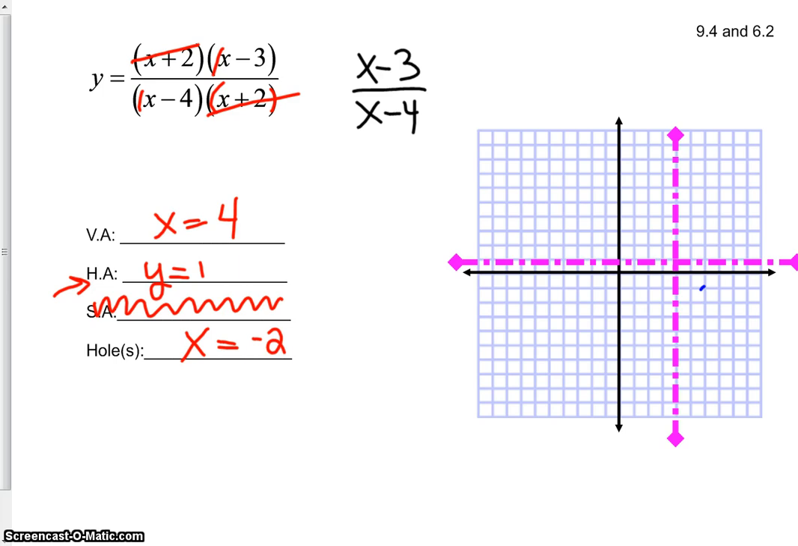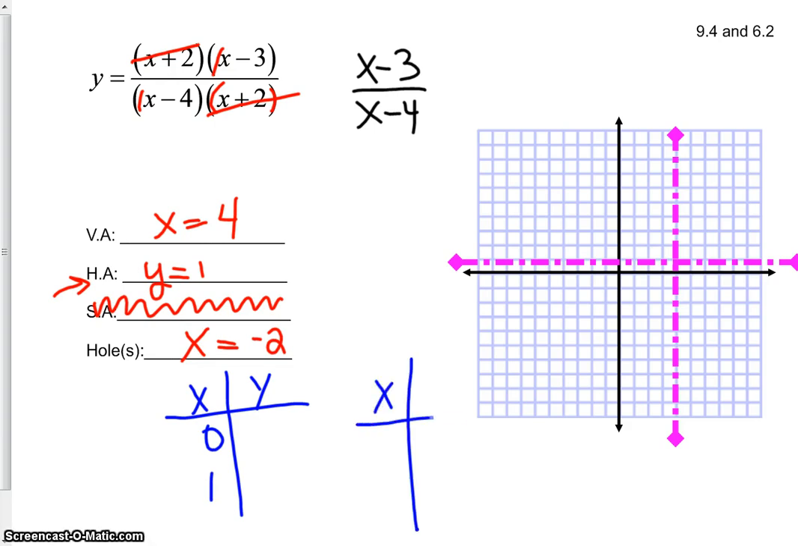I want to test some x values. Someone said, is it like the 0, 0 test? Yes, it's very much like the 0, 0 test. I'm just going to test the two zones and ask where I could be. Let's look at the zone to the left of my vertical asymptote, and that would be at 0 and at 1. What's in the zone to the right of my vertical asymptote? That might be a 5 and a 7. I'm randomly picking these values. So let's work these out.